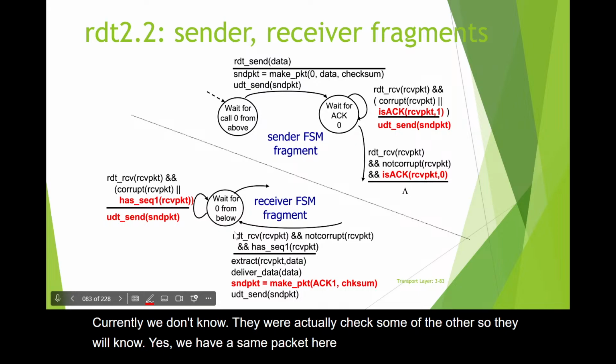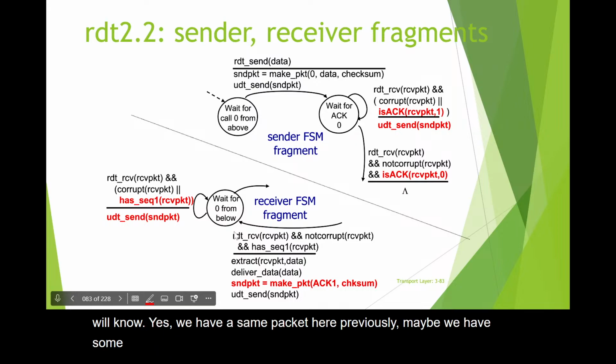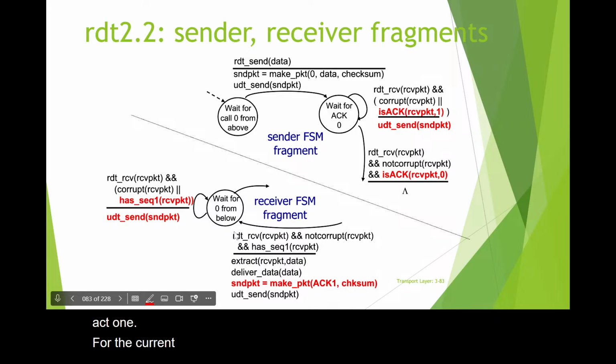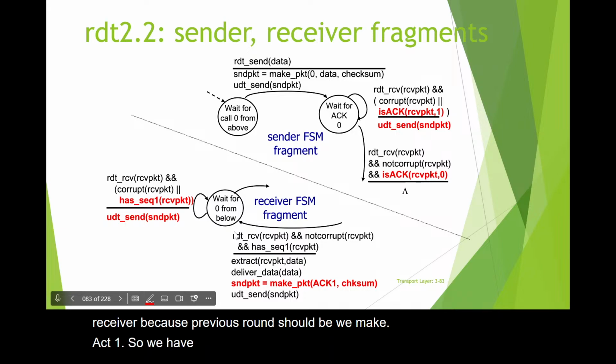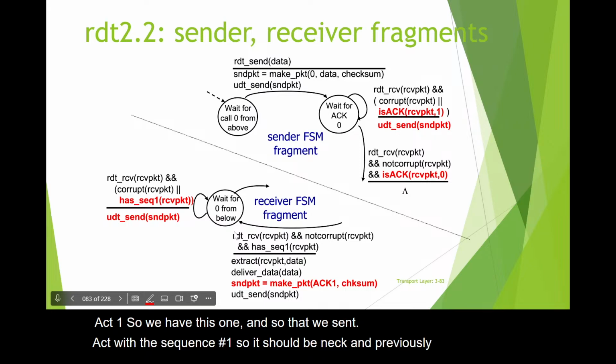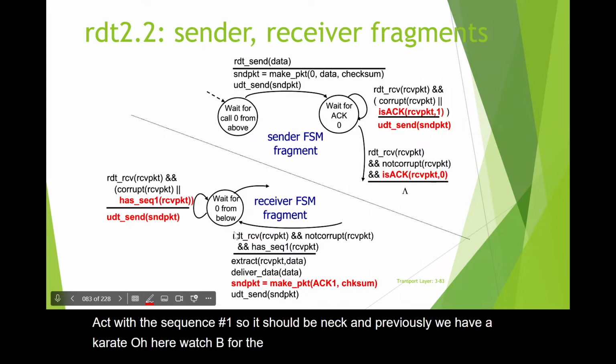Previously, maybe we have some operation. We make the same packet at the receiver side. We make the packet using ACK 1. For the current 0, we should have the previous packet made by the receiver, because the previous one should be we make ACK 1. So we have this one, and so that we send ACK with the sequence number 1, so it should be NAK. And previously we have corrupted. Oh, here, what it should be for the current position has sequence number 1.